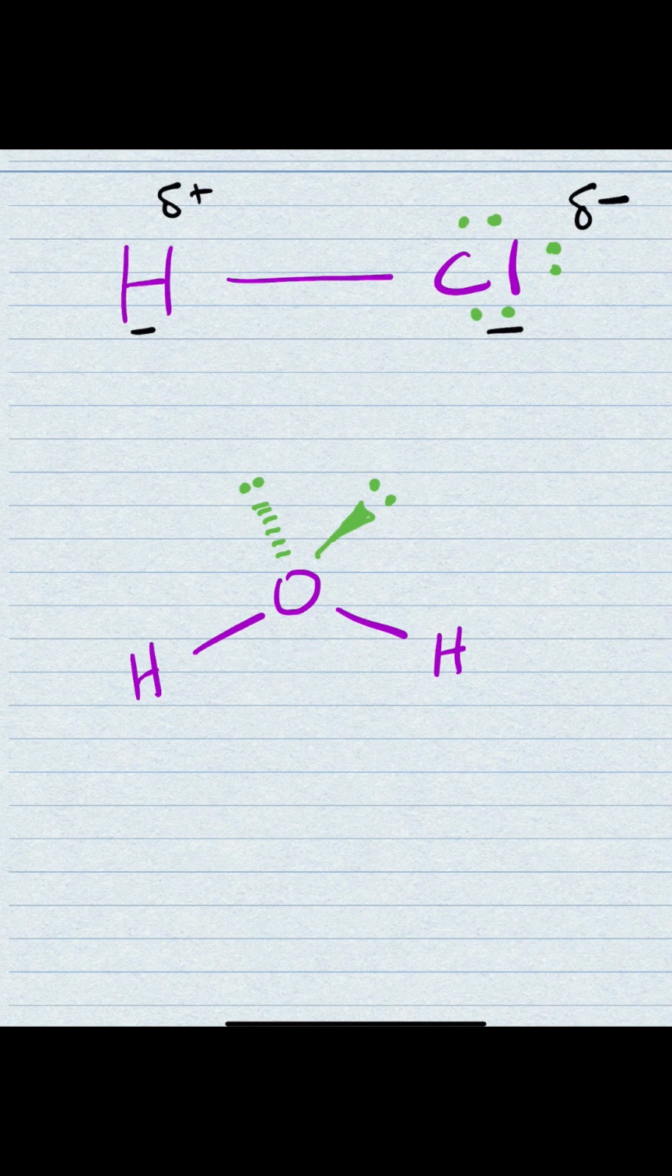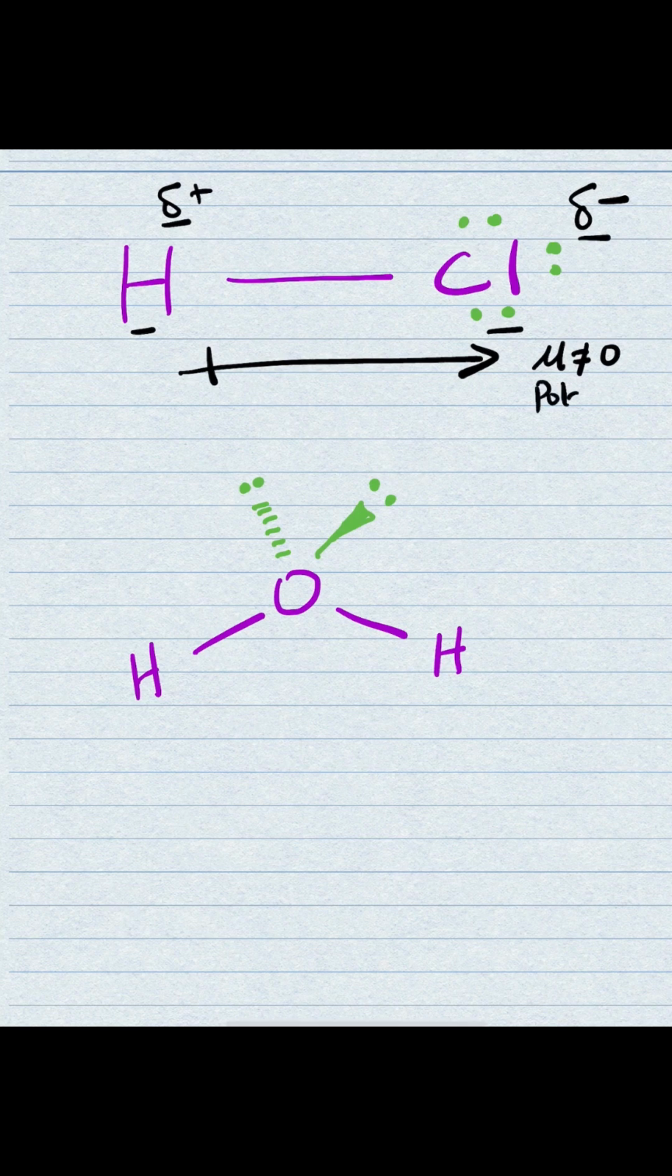And we can either use delta plus and delta minus to show that, or we could use the dipole arrow where the head faces the partial negative and the tail faces the partial plus. And because this is the only bond in the molecule, the mu is not 0 because we see that the bond is polarized. So it has a net dipole moment, and therefore it is a polar molecule.